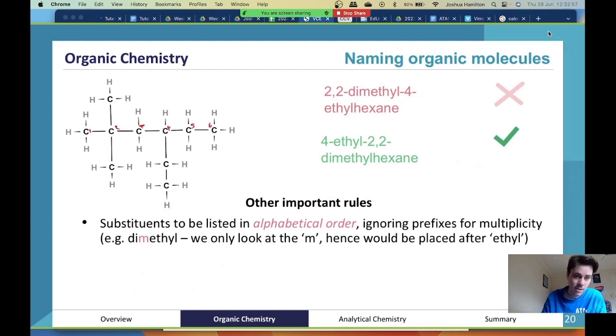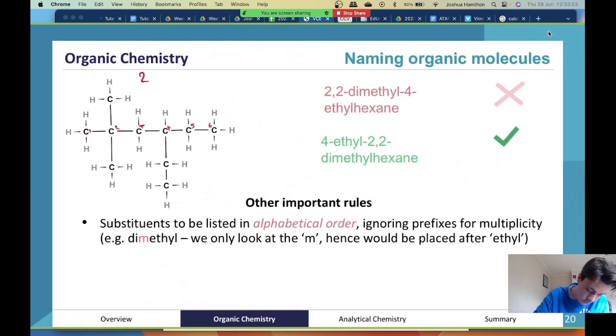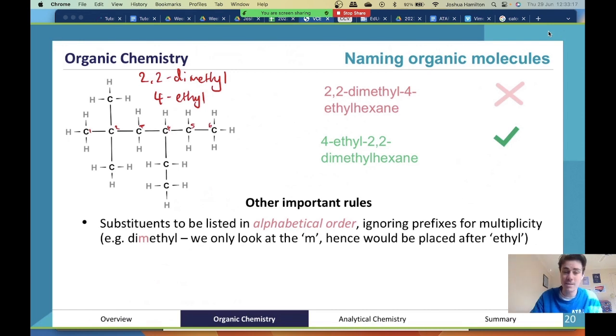In this case, we have two methyl groups, and they're both at 2. So we're going to say this is 2,2-dimethyl. And we have an ethyl group at 4, so we have 4-ethyl. Now, which one goes first? The one that goes first in the naming, and this isn't priority when you're counting, this is the naming, is the one that is lower in the alphabet. Ethyl is lower than methyl.